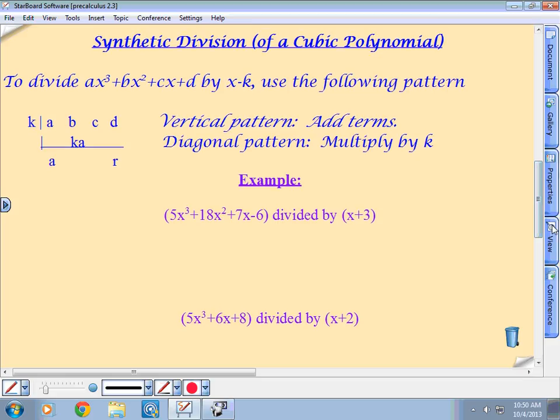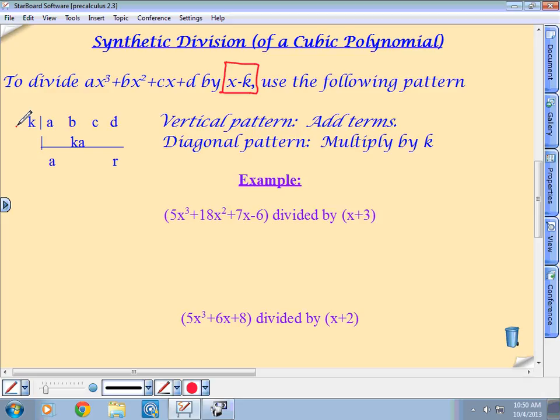Synthetic division of a cubic polynomial. Synthetic division is allowing you to do the division of polynomials, only instead of doing it longhand like you just did, Ben, it's showing how we can do it quicker. How can we divide those and find out what we have quicker. And there's a vertical pattern. If you divide this polynomial by x minus k, and this is where it was important that it be a subtraction, use the following pattern. For the vertical pattern, we add the terms up.